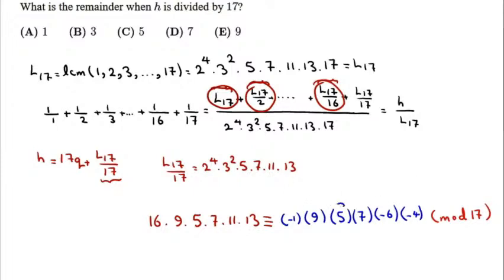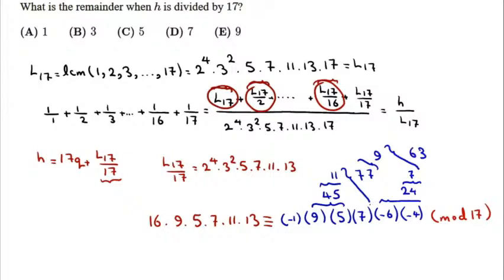Now, 9 times 5 is 45. 45 minus 17, if you subtract 34, it will be 11. 11 times 7, 77. 77 mod 17: 4 times 17 is 68, so if you subtract 68, it will be 9. Now, negative 6 times negative 4, 24. 24 mod 17 is 7. 7 times 9 is 63. 63 mod 17, if you subtract 68, it will be negative 5. Negative negative 5 will be 5. So, the answer of this problem is C.